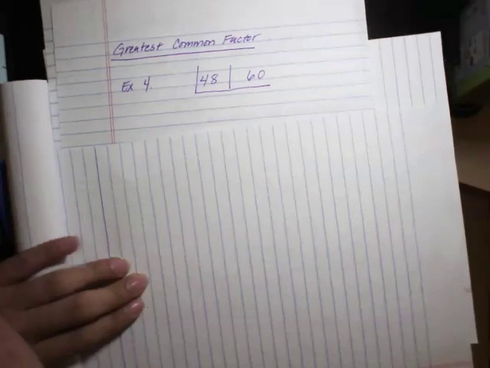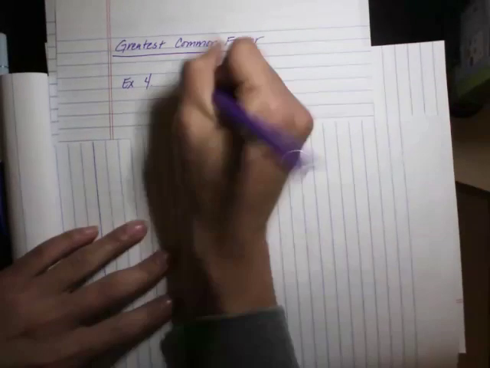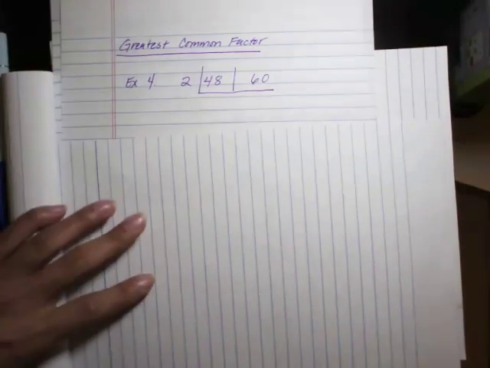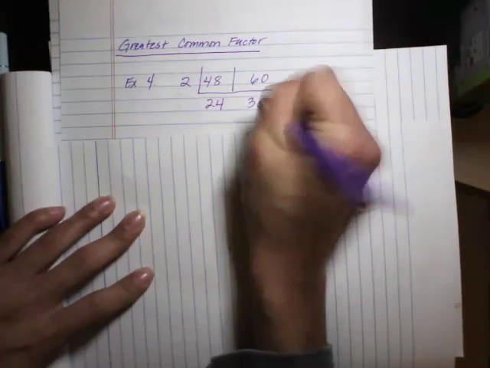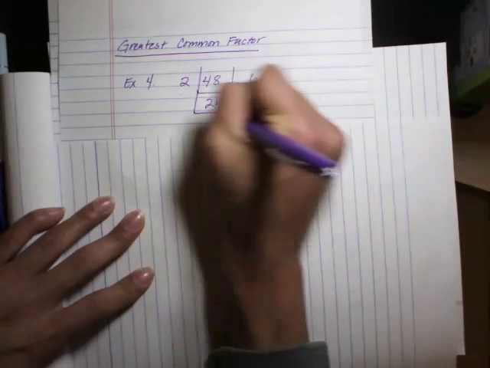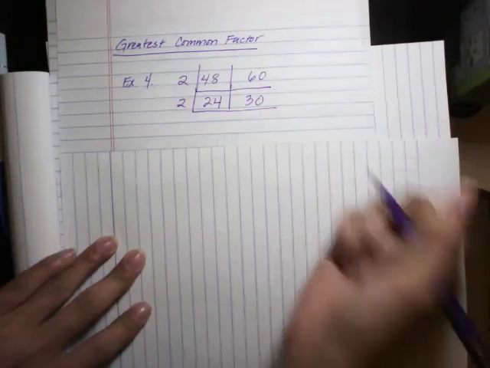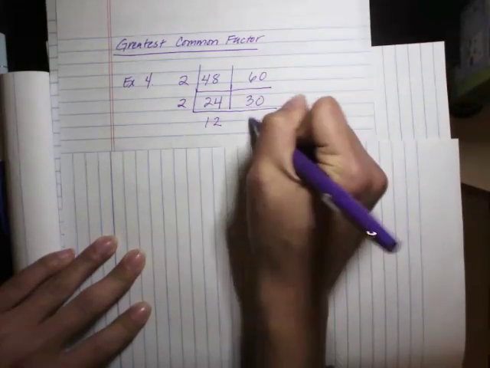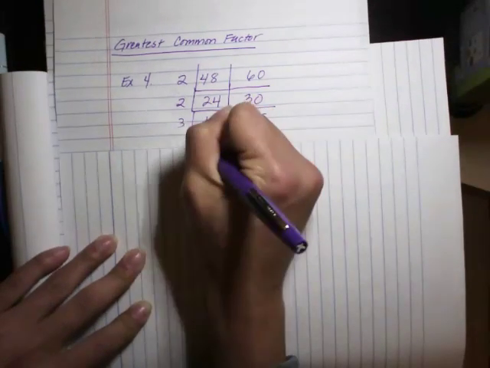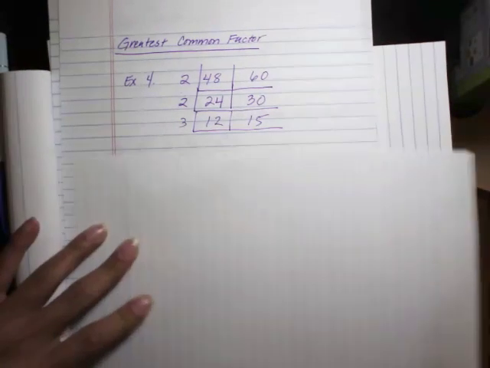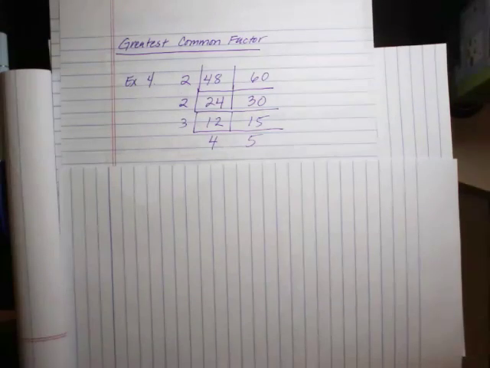With this double ladder, you're going to think about factors that will go into both numbers. I know they're both even, so I'm going to start off with 2. Dividing 2 into 48, I'm going to have 24 and 30. I'm going to extend this factor ladder down. I can divide by 2 again. I'll have 12 and 15. And I know that 3 is a common factor. Dividing again, I'm going to get 4 and 5. And I don't have any more common factors.